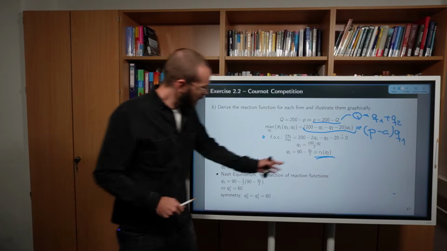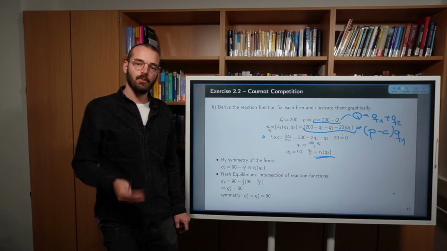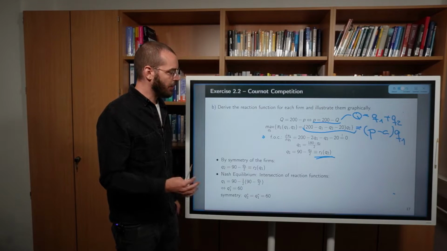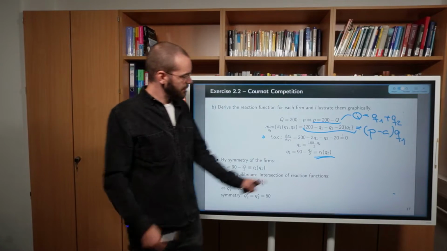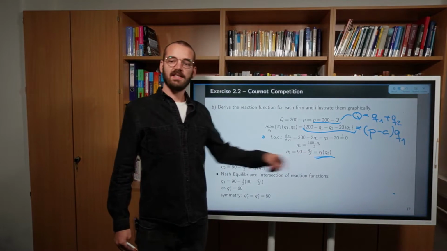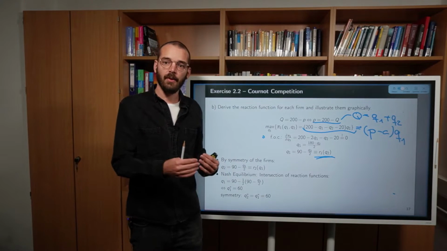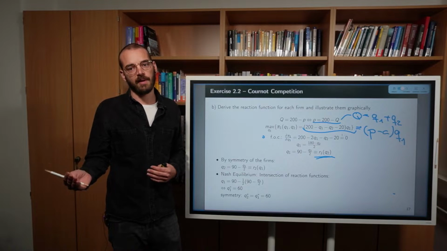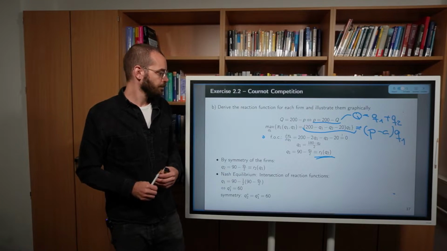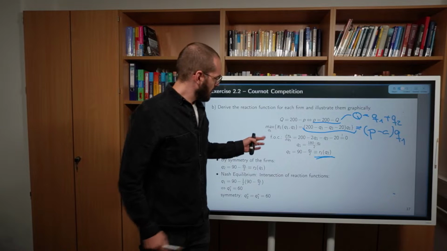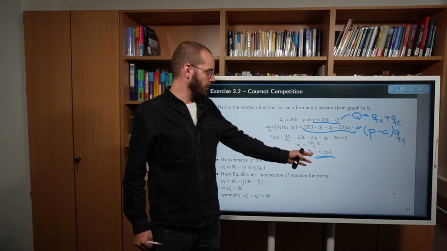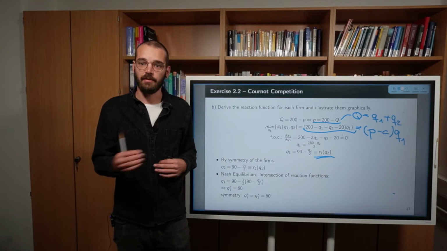Okay, so now we have found the reaction function of firm 1. Or again, just to reiterate, we have found a function that provides the profit maximizing quantity for firm 1 for any quantity that is put out onto the market by firm 2. Okay, so we know the best response for firm 1. We know the reaction function for firm 1.